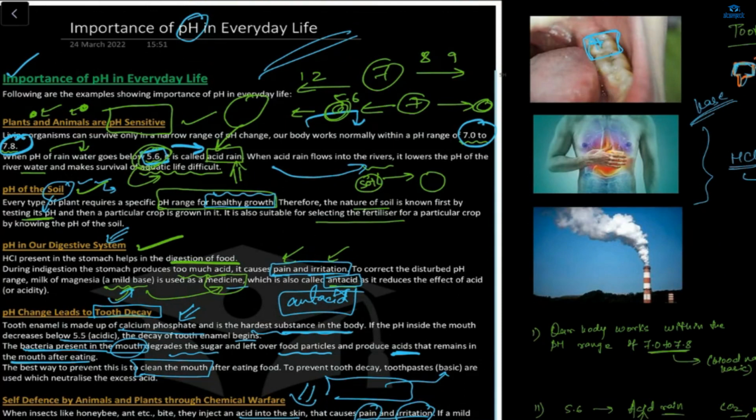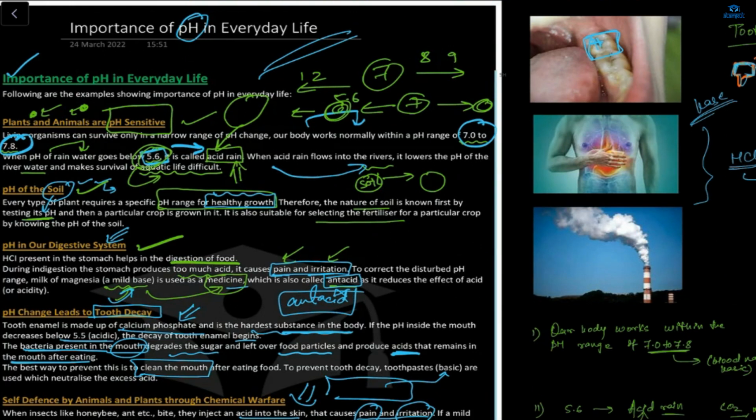Ma'am, we have HCl in our stomach, which is an acid. Ma'am, if the HCl in our stomach becomes too much, a person has acidity, and to prevent it, a medicine would be antacid. Antacids are taken to lower the HCl level in the stomach.